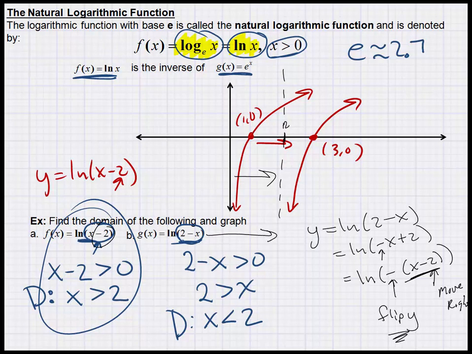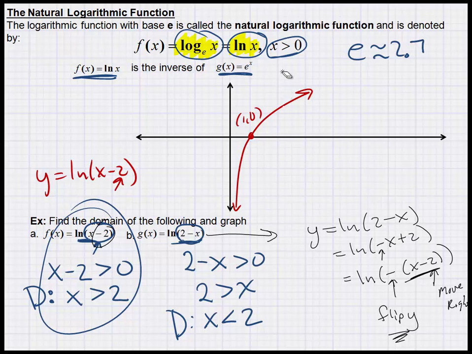So if I take my original graph, let's erase some of this. If I take my original graph of a logarithm, which is here, what I'm going to do is flip it over the y-axis, which is going to put me here. And this point's going to be negative 1, 0. And then shift it to the right 2 units. It's going to put my vertical asymptote at 2.